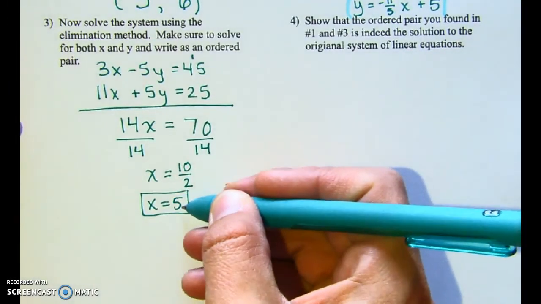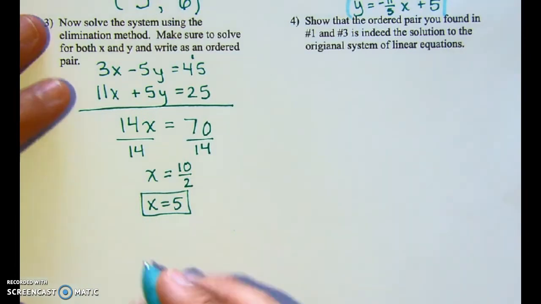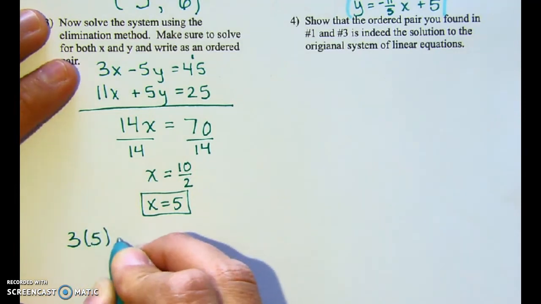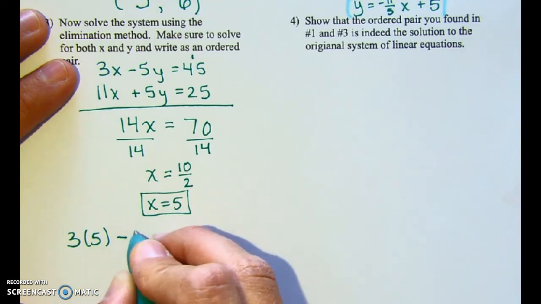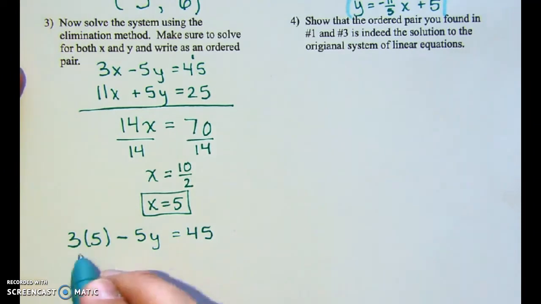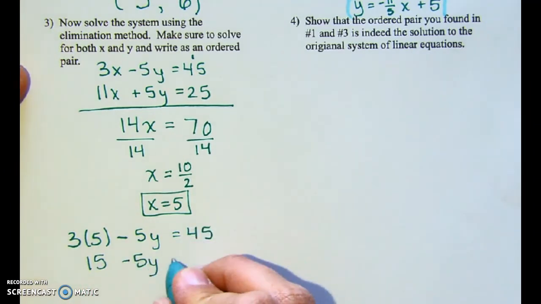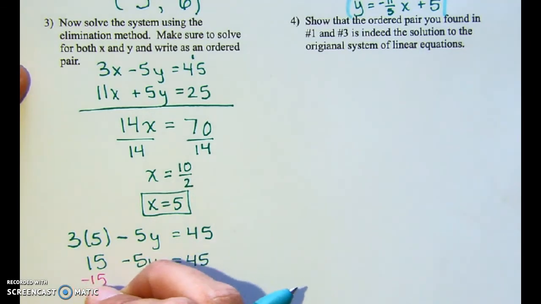We're going to take the 5 and plug it in, and this is where students go, but which equation do we plug it in for? And the teacher goes, it doesn't matter. So I'm just going to use the top one. Usually teachers use the first one. And if you solved for x, make sure you plug it into x. And now we're going to find y. 3 times 5 is 15, and 15 minus 5y equals 45. And subtract 15.